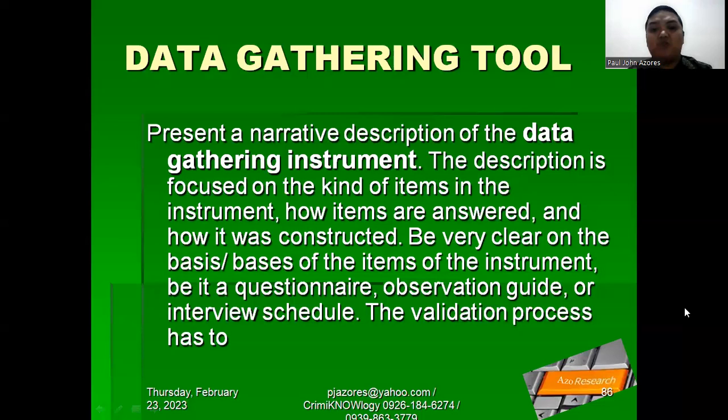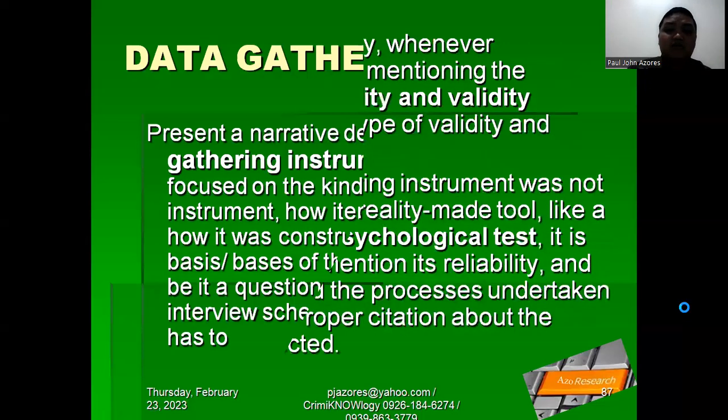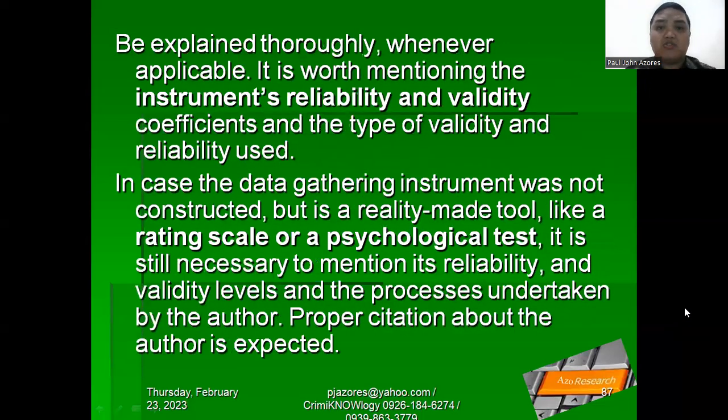Be it a questionnaire, observation guide, or an interview schedule, the validation process is very important here. Why? It must be explained thoroughly. Whenever applicable, it is worth mentioning the instrument's reliability and validity. Of course, depending on the study, what kind of instrument or tool you will be using. Now, if you have identified the proper instrument or tool that you will be needing, you should also discuss in your paper what kind of reliability and validity coefficient and the type of validity and reliability used in the study.